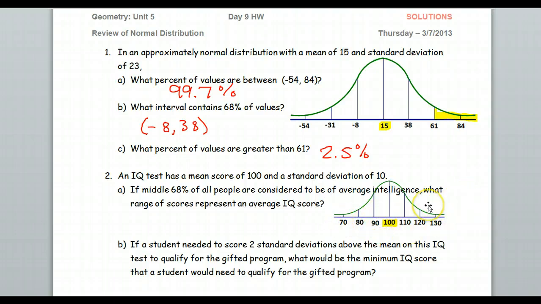Okay, so there's that. Now, if the middle 68% of all people are considered to be of average intelligence, what range of scores would represent an average IQ score? Okay, so 68%, as we discussed above, would be one standard deviation in both directions. So that would be from here to here. In this context, that means an average IQ would be between 90 and 110.